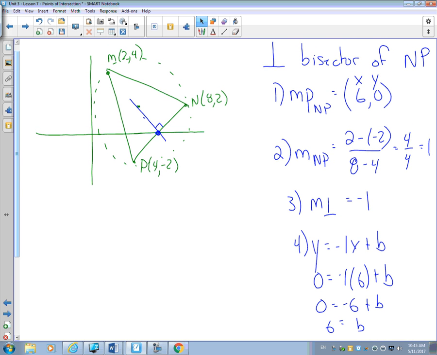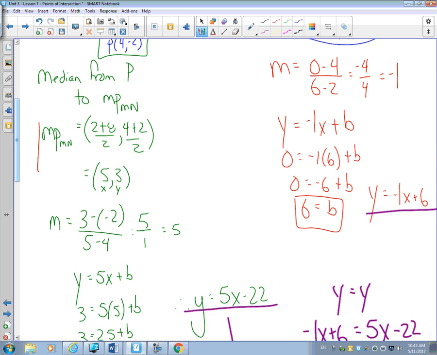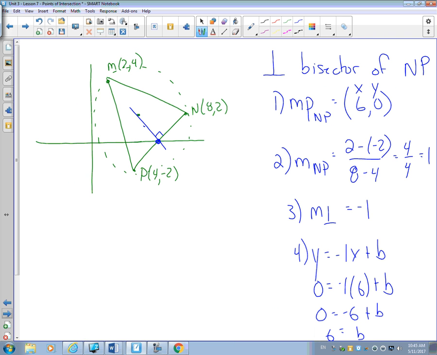You need 2 perpendicular bisectors though, right, to find a circumcenter, to do a POI. So let's go back and see what other midpoint we already found. The other midpoint that we already found was, here's the midpoint, 5, 3. It was the midpoint of MN. 5, 3 is the midpoint of MN. Well, that's useful because I can do the perpendicular bisector of that. Okay, I already got myself a point. The perpendicular bisector has to go through the midpoint of MN, which is 5, 3.